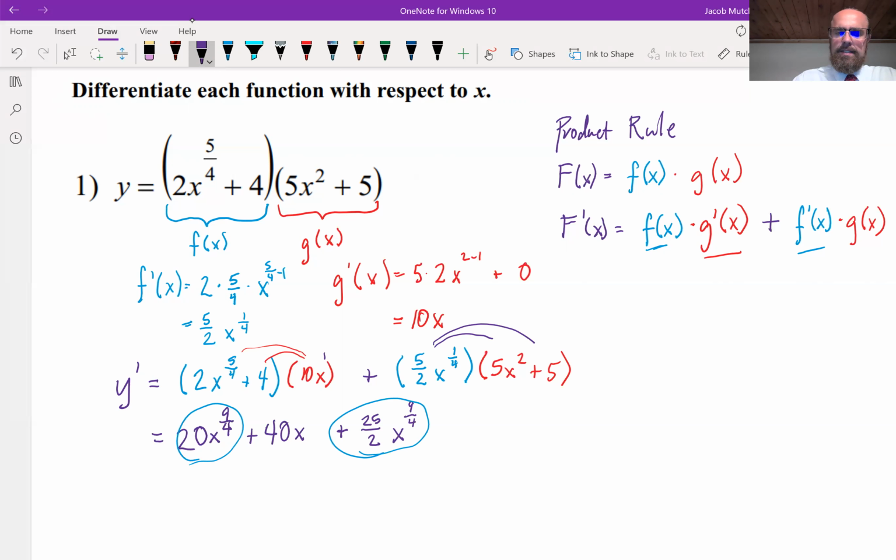Let's find that last product though. 5/2 x to the 1/4 times 5. So that's 25/2 x to the power of 1/4.